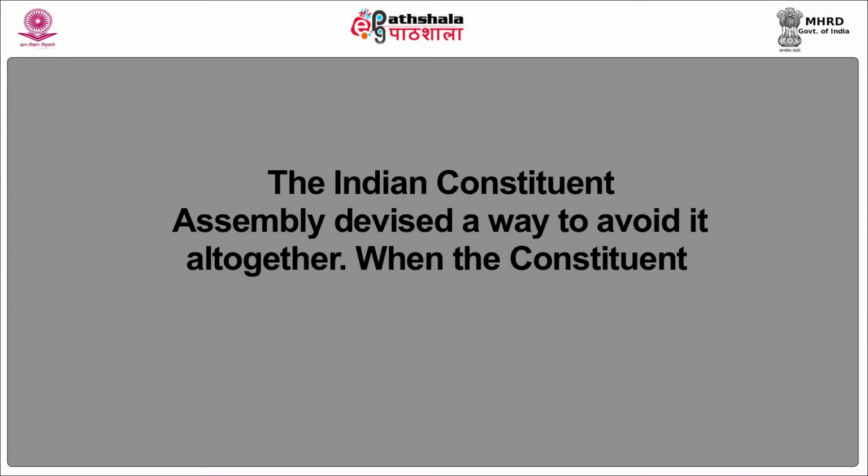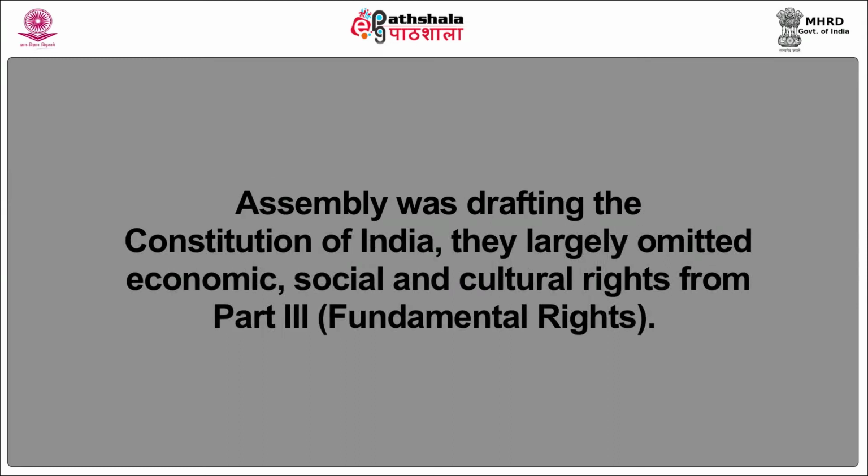Let us begin with the democratic objection, where the Indian Constituent Assembly devised a way to avoid it altogether. The Constituent Assembly was drafting the Constitution of India. They largely omitted economic, social, and cultural rights from Part 3, that is the fundamental rights. Part 3 includes mostly civil and political rights, and under Article 32 of the Constitution, citizens can file writ petitions directly before the Supreme Court to have these rights enforced.